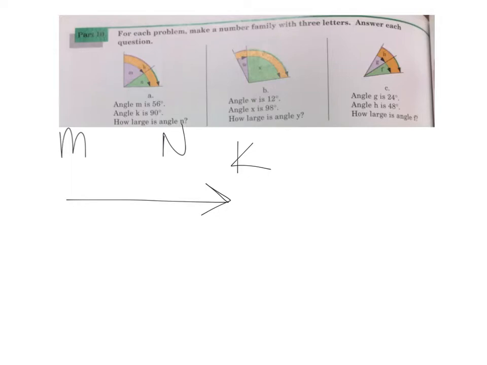So now I use the information that I have at the bottom. It says that angle M is 56. So I put 56 as my small number here. And then it also says that angle K is 90. All right, and then we have to figure out N. So now this is just a regular number family.